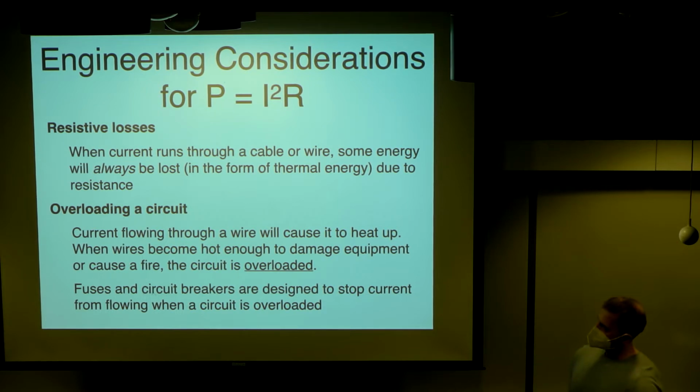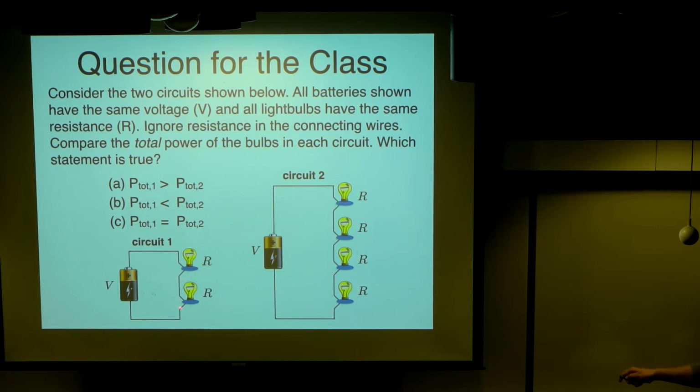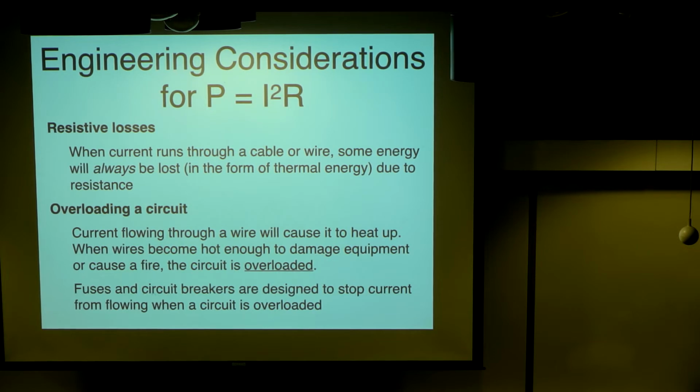So the more bulbs, the more resistors, the more battery power is used faster? No, it's exactly the opposite. The fewer resistors we have, that's circuit number 1, the faster we're consuming the electrical energy from the battery.